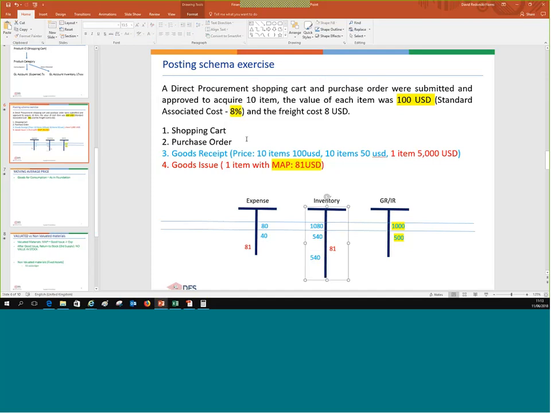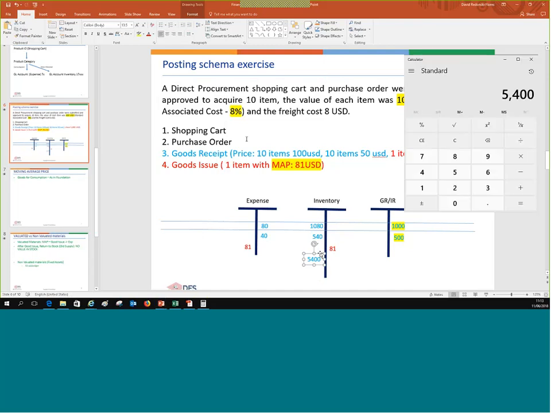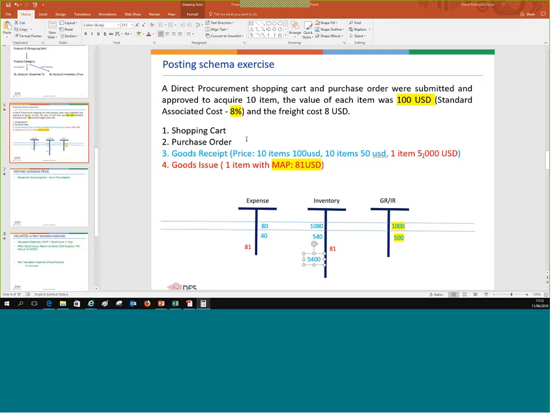So let's imagine that those are iPads or something, very cheap tablets, and now they are mixing the product IDs and they selected the wrong one. So now it's 5,400, right? Which is exactly the price of the item plus 8%. But now, if someone wants to issue out one of these tablets, what would be the moving average price?